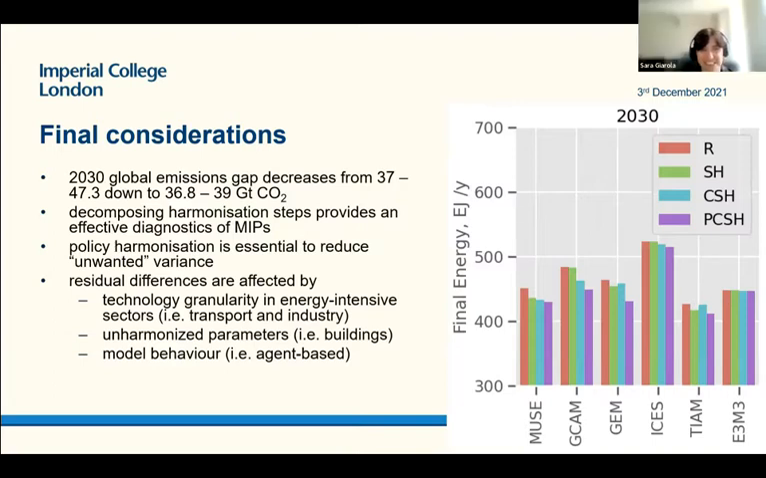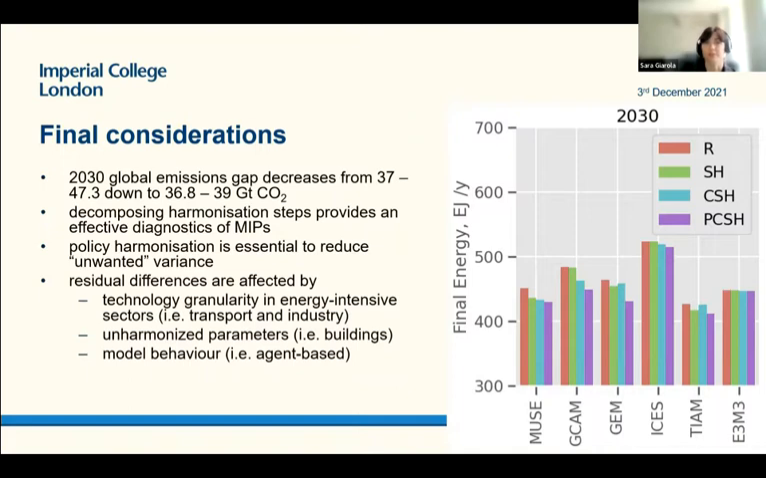So essentially, what we showed is that with the step-by-step approach, we reduce the gap of the emissions to less than 2.3 gigaton in 2030, which is an important level of harmonization. And we use the harmonization to do a diagnostic on the behavior of the models. So we had still residual differences due to technology granularity, and these are barriers that we can't remove from the model and from the model use.